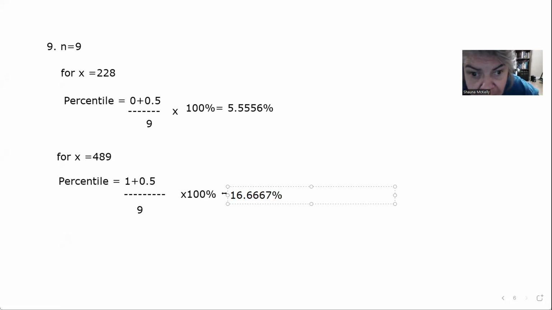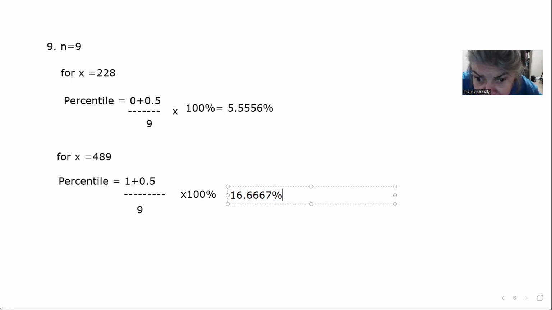That's your percentile. You would continue that for the other numbers, okay? The only thing that's going to change in every calculation is this first number. It's going to go up by 1 because there's going to be one more number below that, okay? You're going to have 9 answers in total to this part of the question, okay?